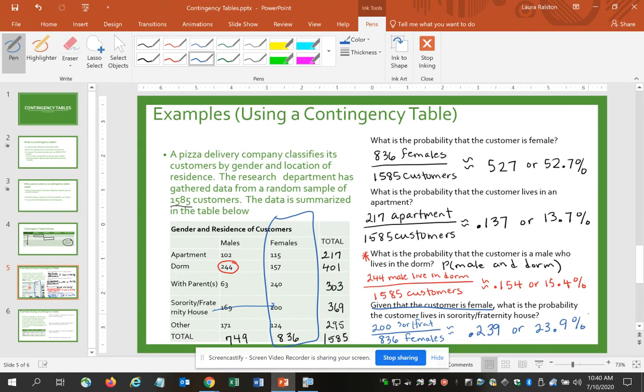Okay, so that's a little bit different. We haven't maybe talked about that type of question before, but when you have a conditional probability, you limit or focus only on that group that you know about. All right, let's look at one more example.